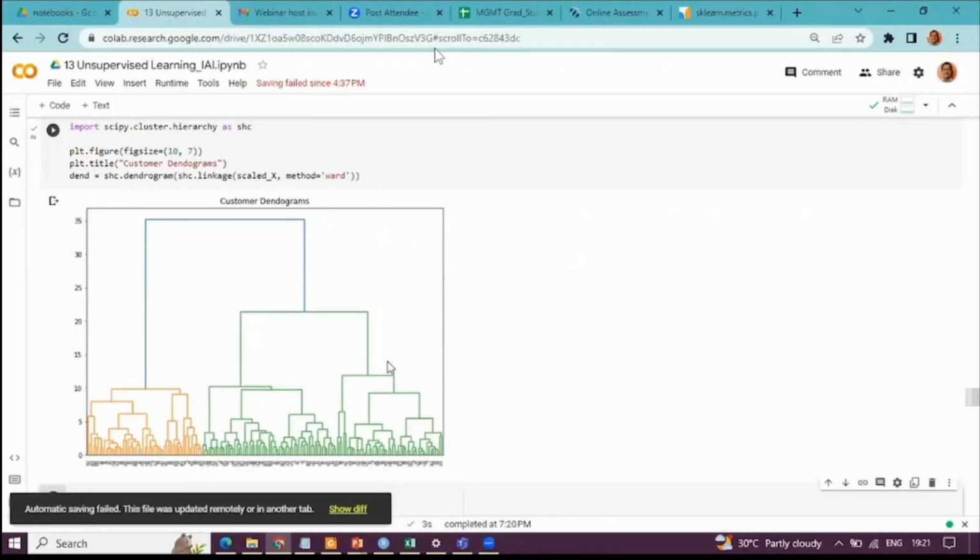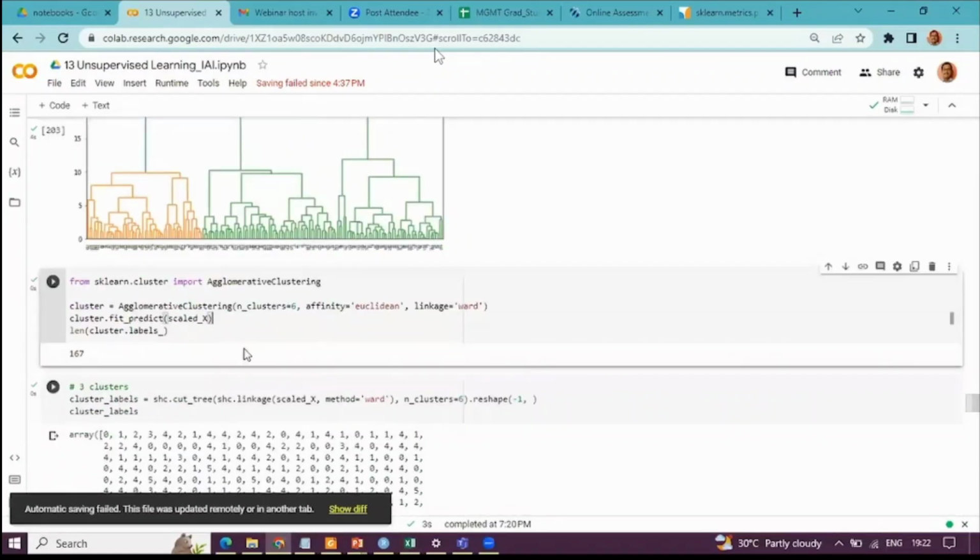But let's say you put a cut at 9. 1, 2, 3, 4, 5, 6, 7, 8, 9 cluster solution can come up. So depending on how many clusters you are interested in, the cut can be put at that appropriate height. Right? Let's say here you want a 6 cluster solution.